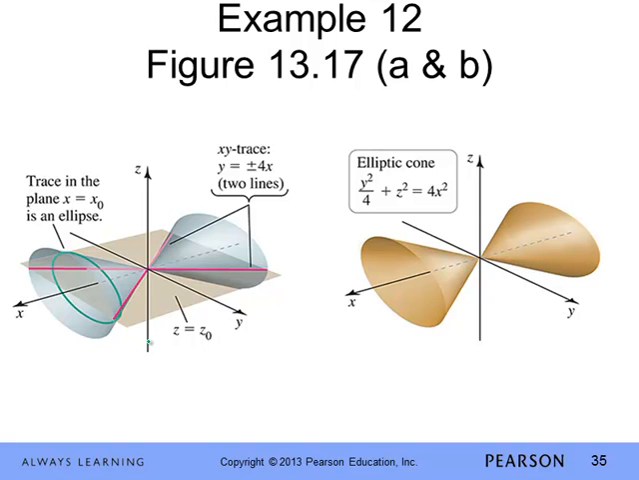Like for example, for this green ellipse here, you have x equal to some positive value, like 2 or something. You set z equal to some constant value. And what would you have? You would have a family of hyperbolas, maybe.